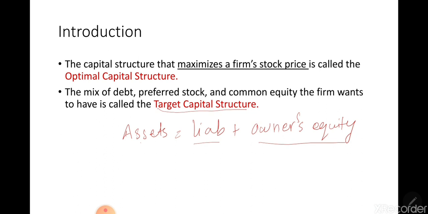And the optimal capital structure will be that point where the stock price of the firm is maximized. Everybody knows that the main financial goal of a corporation is maximization of shareholder wealth. So even when deciding their capital structure, how the assets are going to be financed, they are still going to think about maximization of a firm's stock price. What combination of debt, preferred stock and common equity should the business have so that the stock price is maximized?